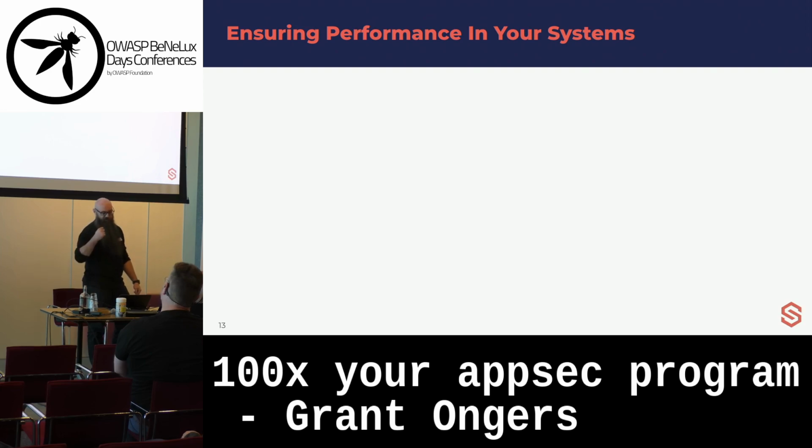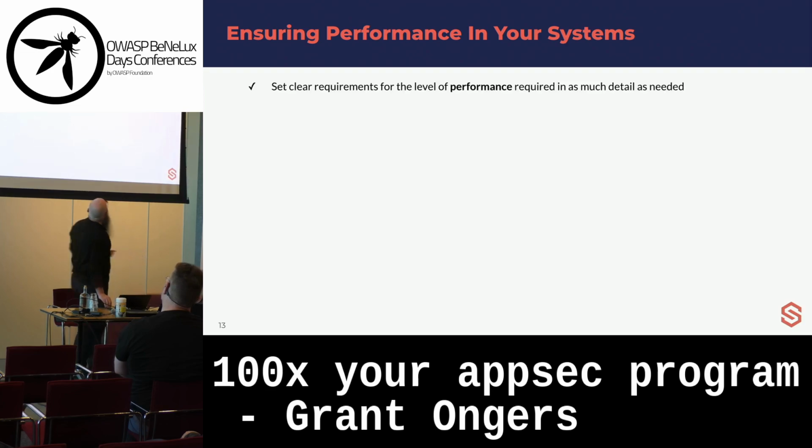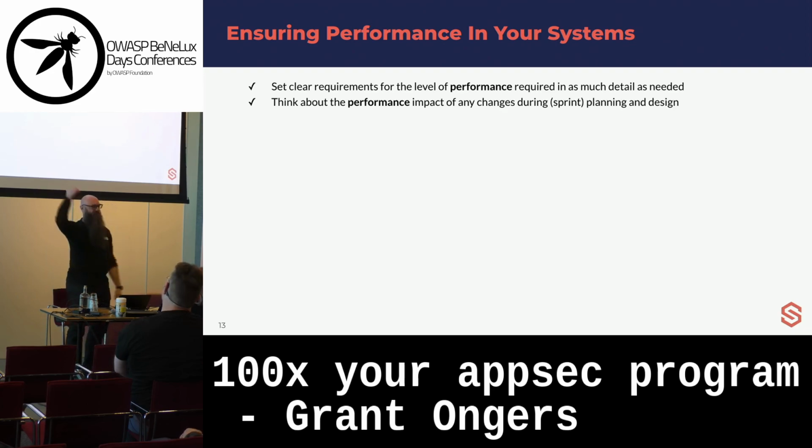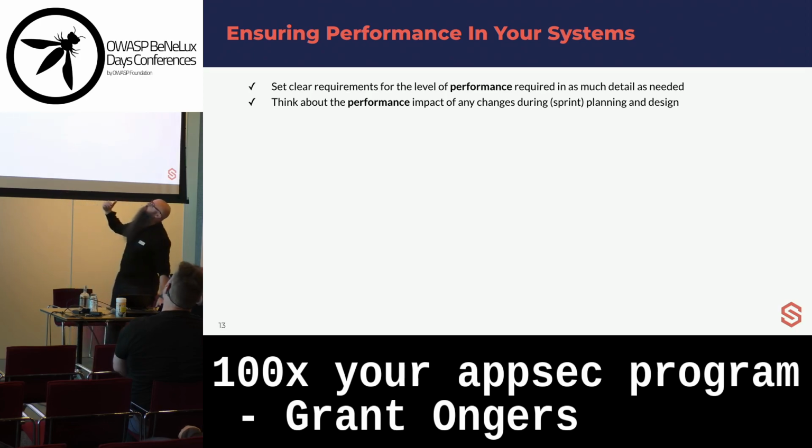So, if you wanted to ensure that performance was the key attribute, the number one thing that your code had, what are the things you would expect to be doing to ensure that was the case? The one thing you'd be doing is ensuring that you have clear requirements for the level of performance you expect. Think about what the impact on performance would be for any changes you're going to be putting in place. So performance is going to be highlighted in everything.